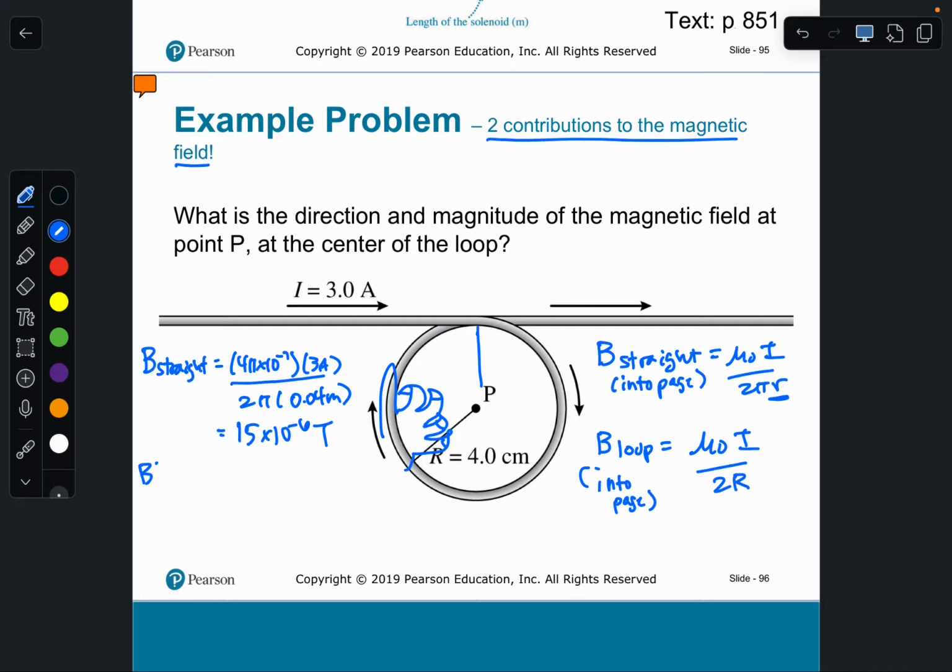And then B loop will be, the current is still 3 amps. And then now I'm simply doing 2 times R. So in the numerator I have 2 pi.